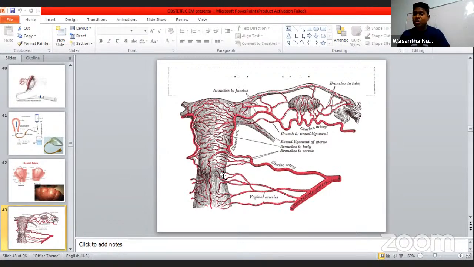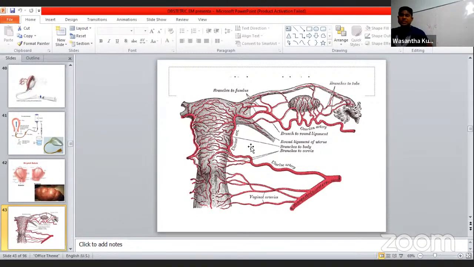Suppose after internal iliac ligation, the patient is still having continuous bleeding. What is the next step? Should you go and ligate the aorta? No. No more ligation after internal iliac. So what is the last step? Hysterectomy. Usually in these cases, you do a subtotal hysterectomy. You leave the cervix, but you take the uterine body. Okay, this is the management for uterine atony.